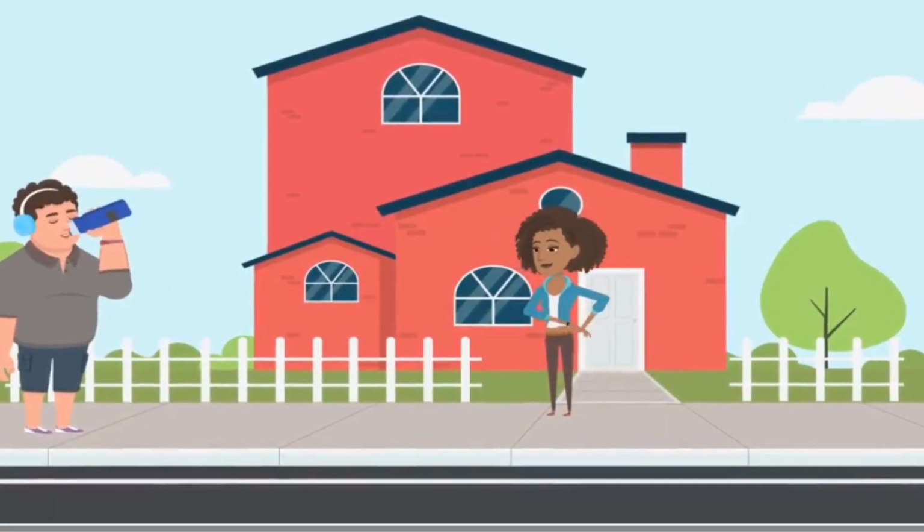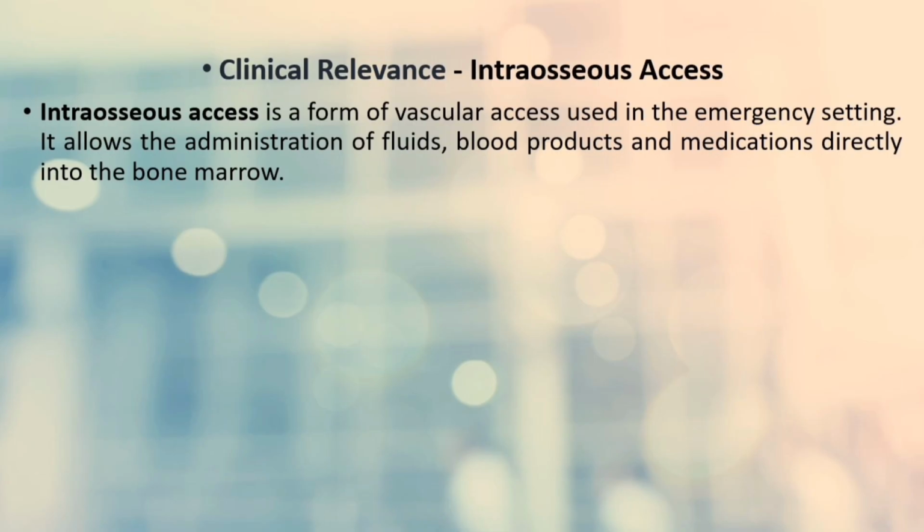Clinical relevance: intraosseous access. Intraosseous access is a form of vascular access used in the emergency setting. It allows the administration of fluids, blood products and medications directly into the bone marrow. IO access is typically used in an emergency when intravenous access is not obtainable. There are 2 main sites in the tibia that are suitable for IO access.